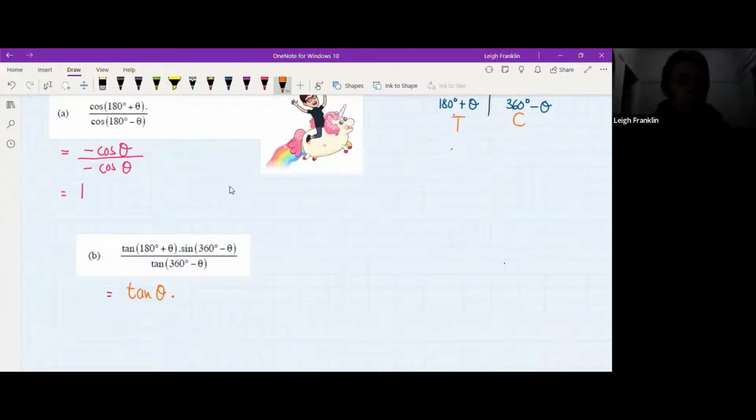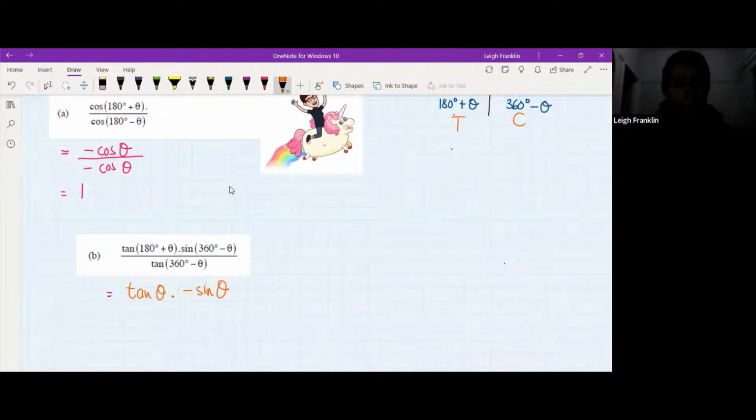Tan 180 plus theta is on the third quadrant, so it means it's going to be positive tan theta, and sine 360 minus theta is on the fourth quadrant. That's right. It's going to be multiplied by negative sine theta. Lovely, Neo. Well done. Keep going.